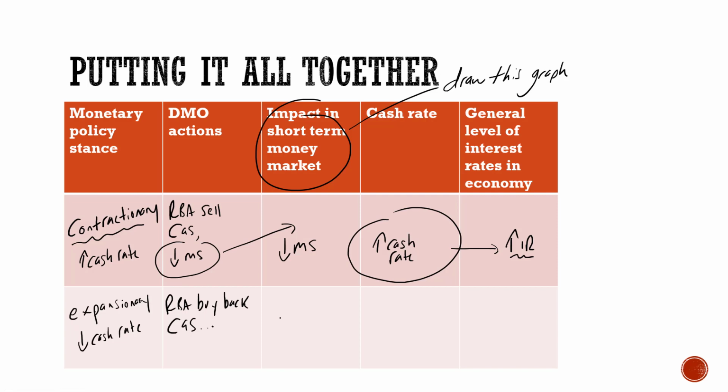If it buys something from the banks, it's going to give them some extra money, higher money supply, reduce the cash rate, and this will allow banks to reduce their level of interest rate.